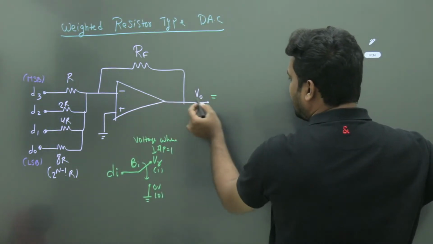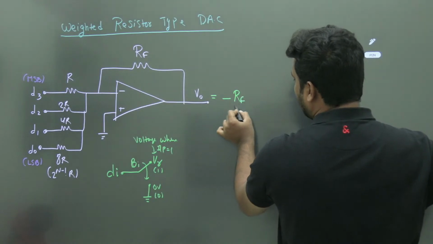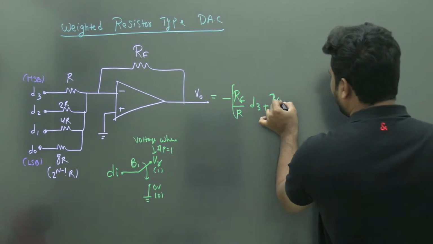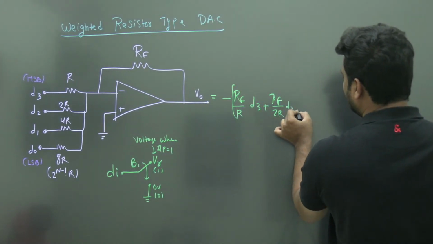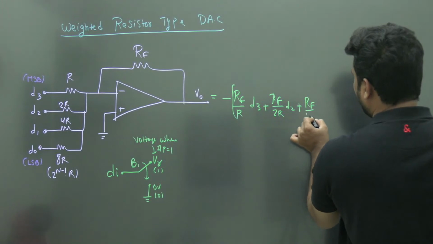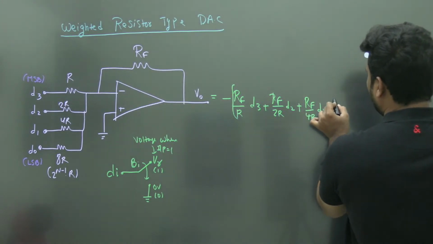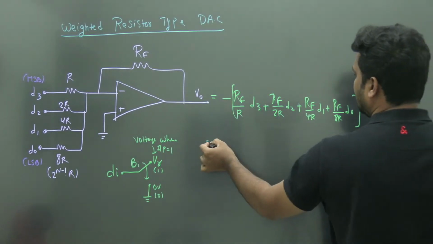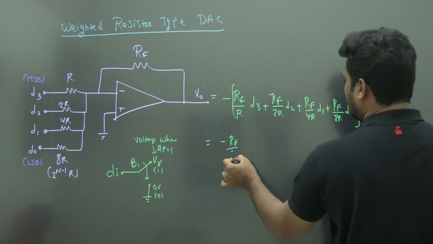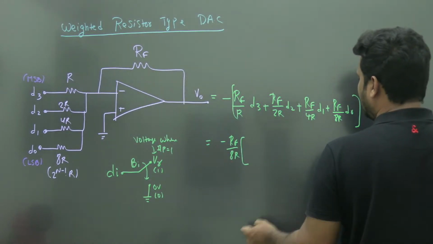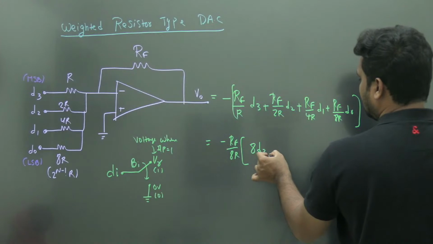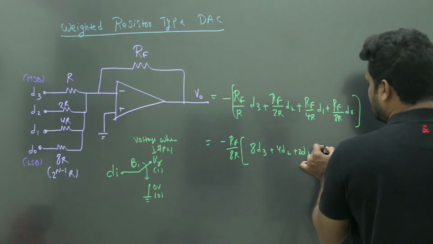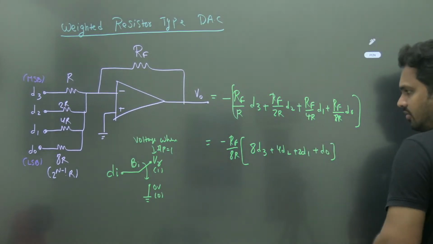It is a summing amplifier circuit: minus RF by R into D3 plus RF by 2R into D2 plus RF by 4R into D1 plus RF by 8R into D0. Here you take minus RF by 8R common. It will give you 8D3 plus 4D2 plus 2D1 plus D0. Okay sir, fine, it is clear.